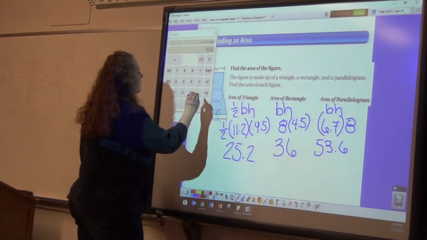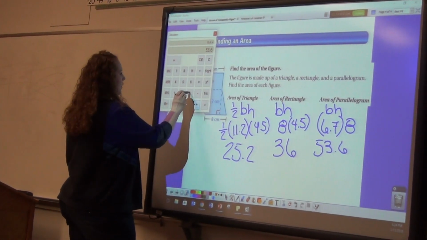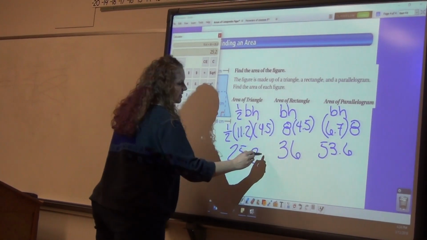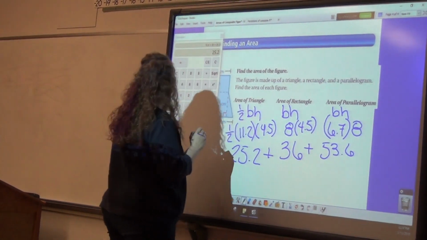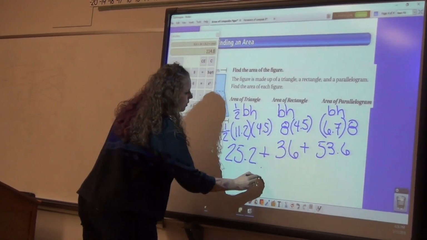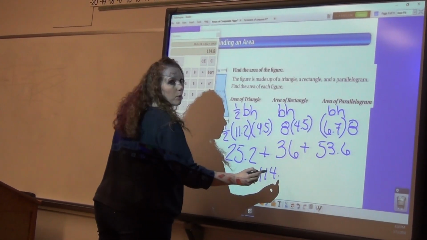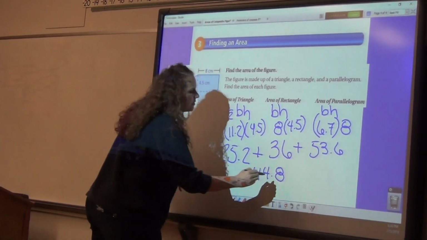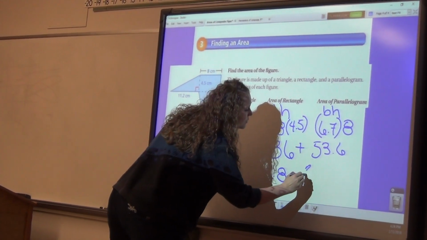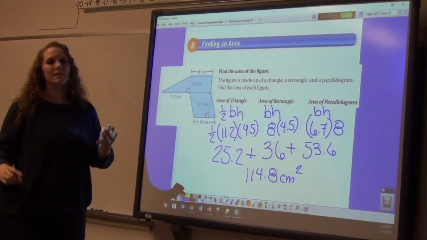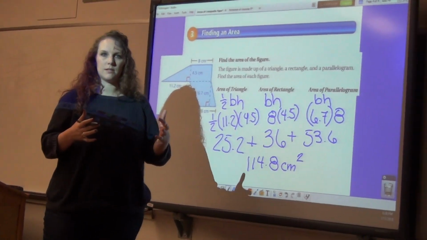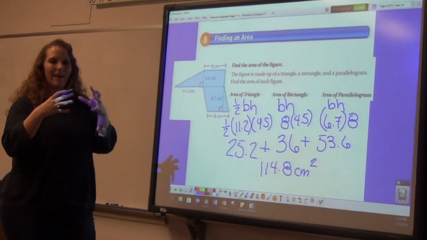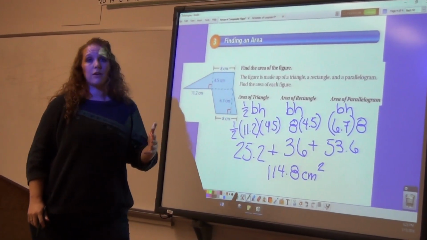53.6. So 53.6 plus 36 plus 25.2. We are just adding these 3 together, and we get 114.8. We are in centimeters, so it is centimeters squared. So what you really want to do when you're doing these is cut them into shapes where you know the formulas. Find the area of each shape you took out of there and then add them together to get the area of your entire composite figure.